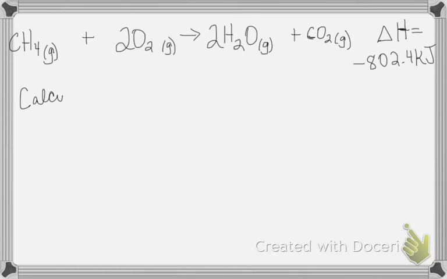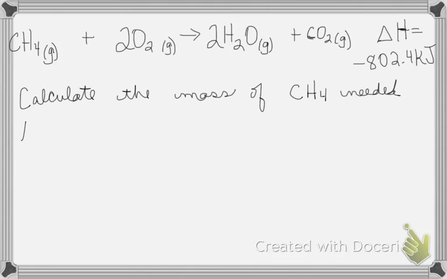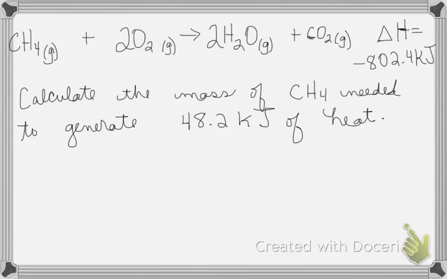Let's calculate the mass of methane needed to generate 48.2 kilojoules of heat according to that same equation. Well, I got to start with what I'm given in the problem. I need to start with the 48.2 kilojoules of heat.